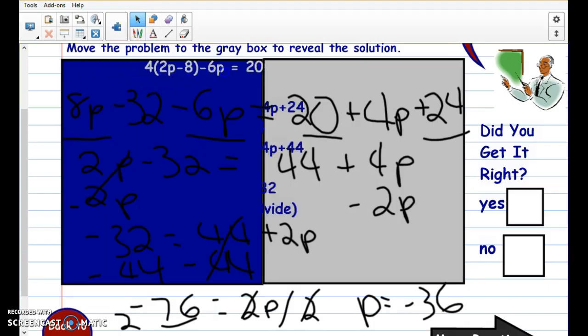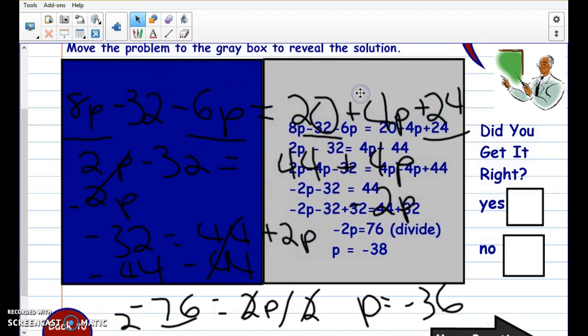Let's see if Mr. Muller can drag this over. Oh, sorry, 38. Oh, Mr. Muller can divide correctly. There we go, so negative 38.